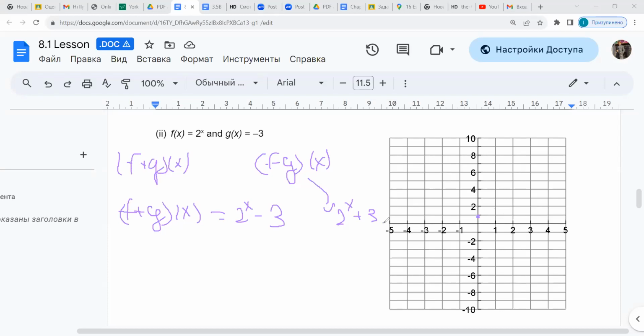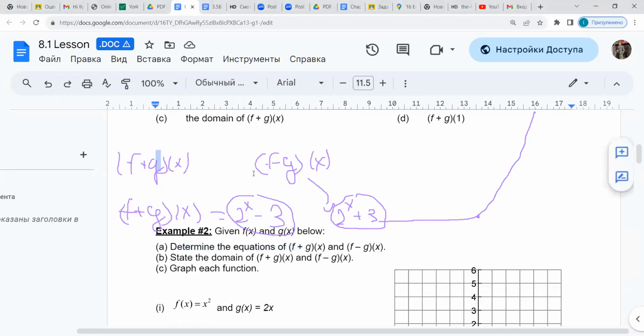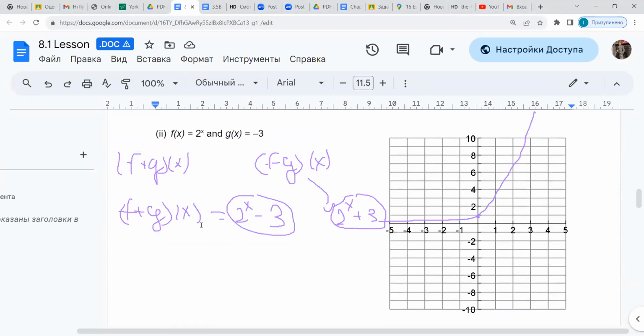So I give you an idea. An exponential function would look like this. But notice that these exponential functions are slightly offset, right? Minus 3, plus 3. Think about it. It's going to be fairly easy for you. The question is the same. Determine the equations, I already did it. State the domain, that's what you have to do, and graph each function.